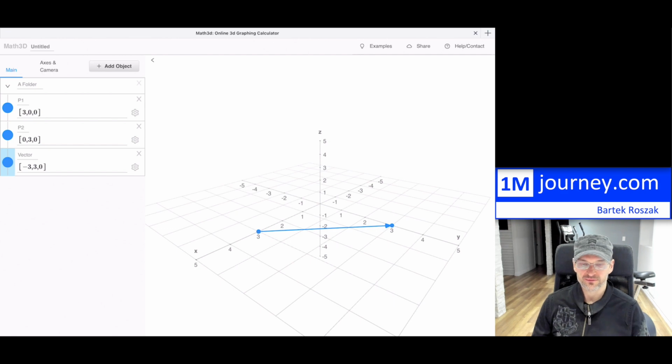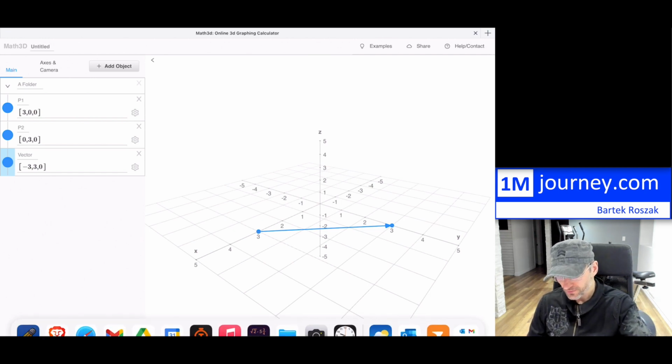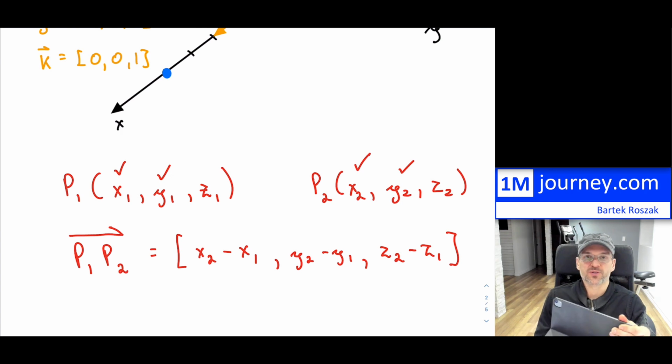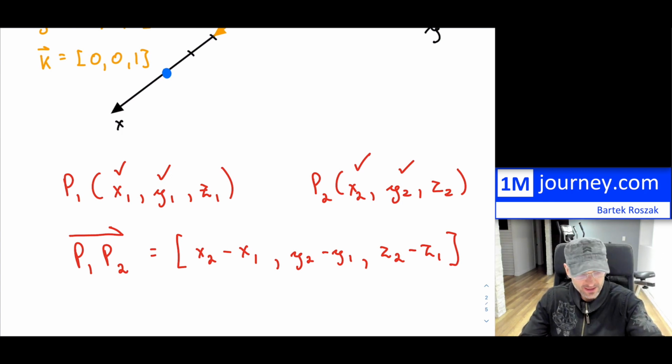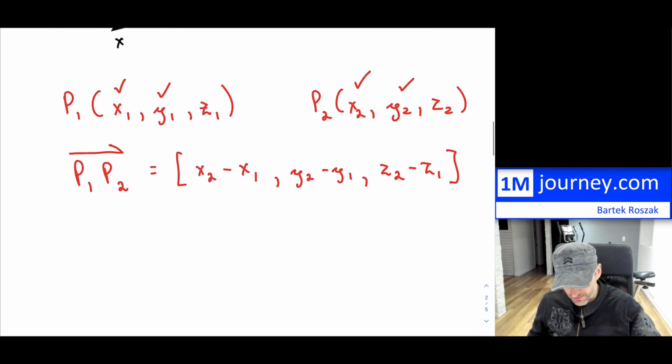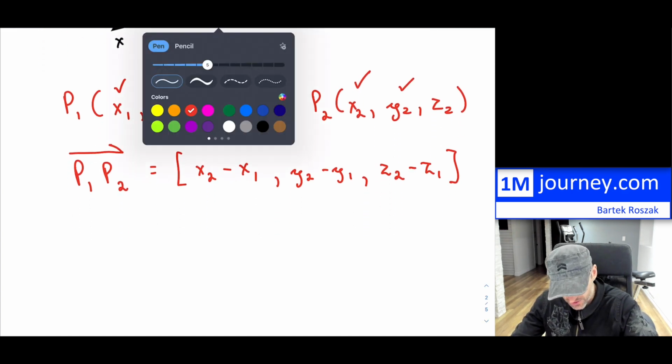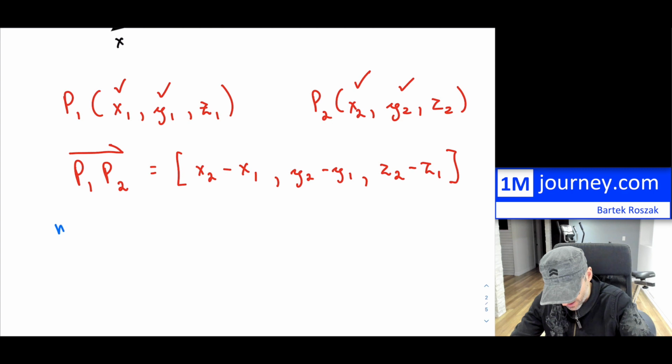So this isn't really anything magical, but it's kind of neat to be able to see it as you see there on the screen. So that is how you would actually find a vector between 2 points. Now, if we want to find the magnitude, this is something which I hope you still remember.